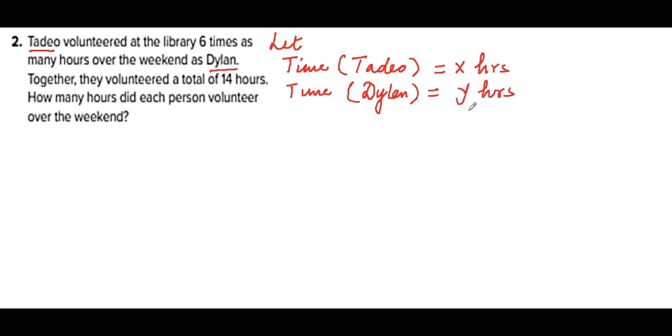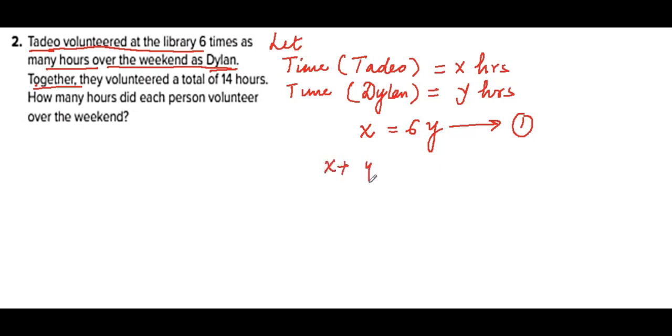So now let me see what they're talking about. Tadio volunteers at the library 6 times as many hours. So Tadio is 6 times Dylan. So this is the first line, meaning of this. Together. So this is my first equation. Together means add them. Together means x plus y is equal to 14.